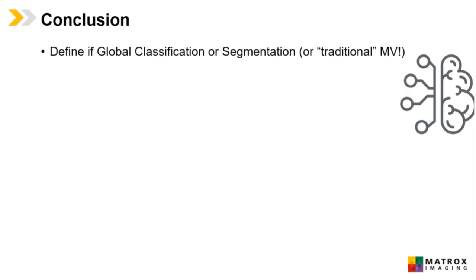But once we know that it's a project for deep learning, we need to understand if it's going to be global classification or segmentation. We'll need many samples per category. That's important. The more images, the better.